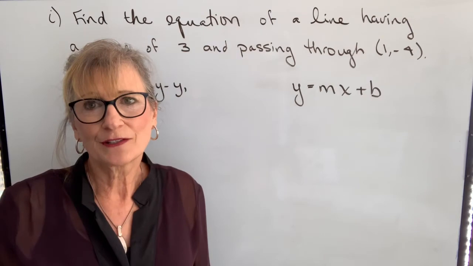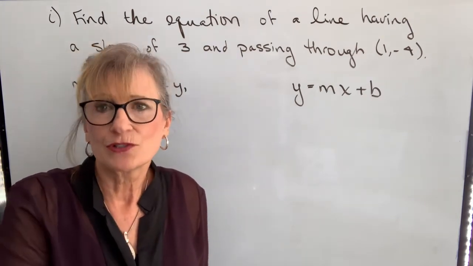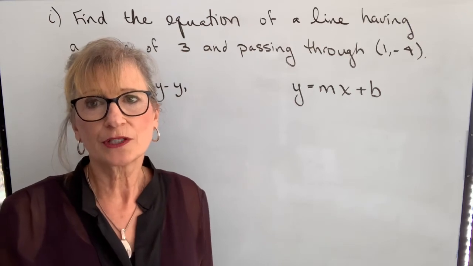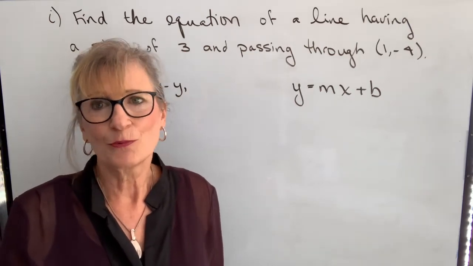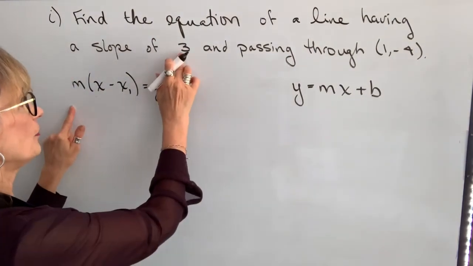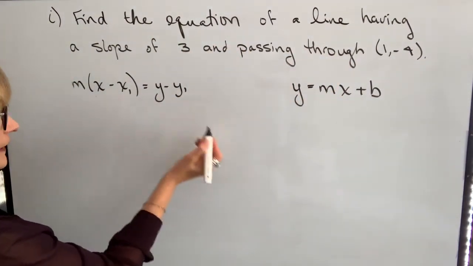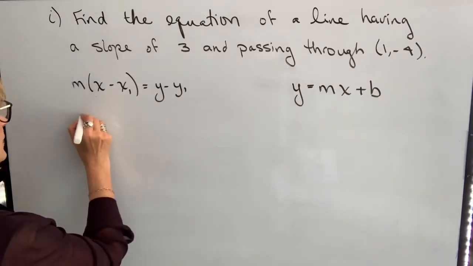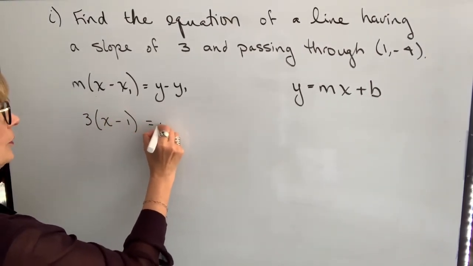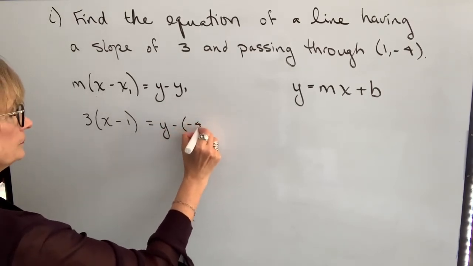Choose the one that you like the best. And from now on, I will just do it with one method. I won't do both methods, but I just want to show you that it works either way. So if I use the point slope form, I put my slope and the point in, and then I just simplify. So my slope is 3. The x value is 1. The y value is -4.